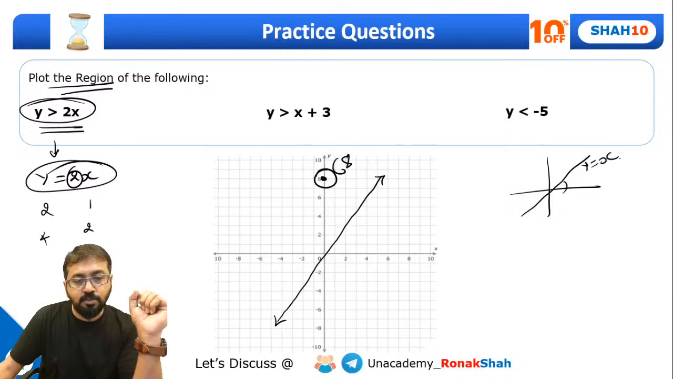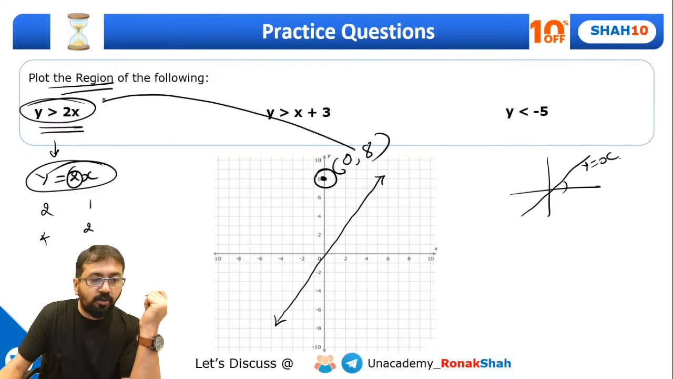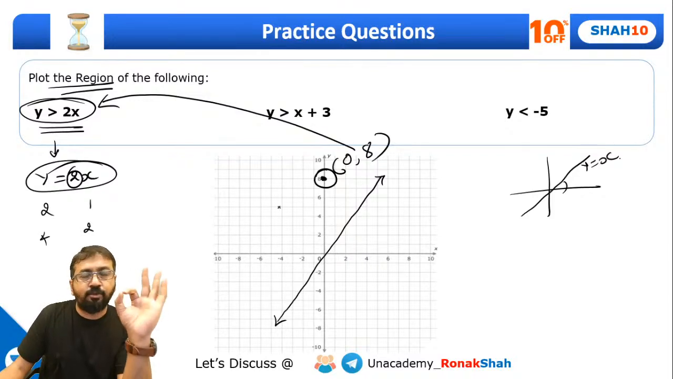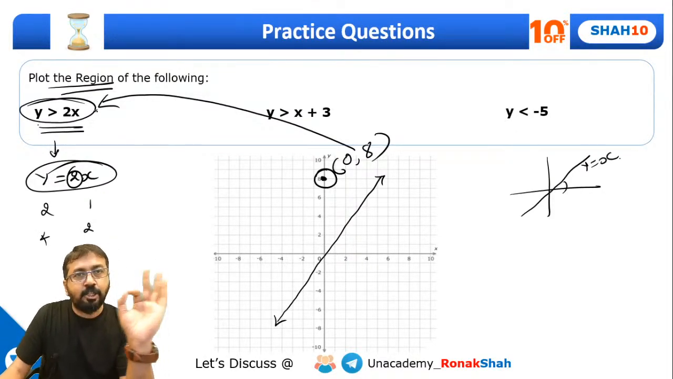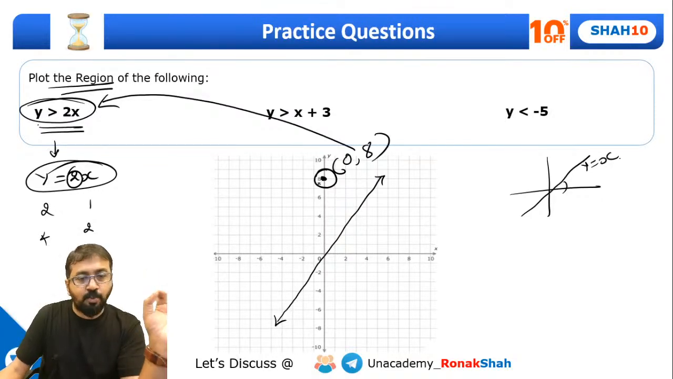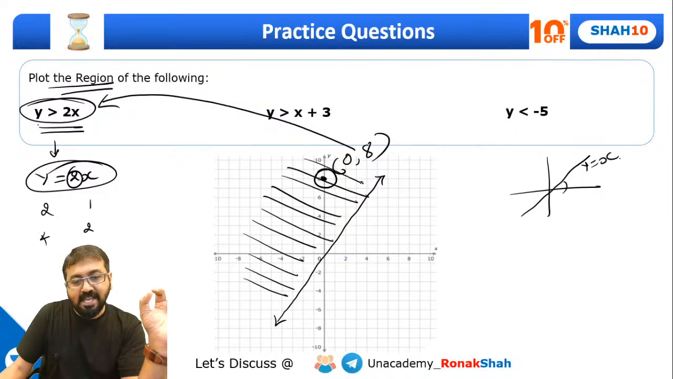The coordinates of this point are 0, 8. Just plug this value into the inequality and check whether it satisfies or not. So yes, 8 is greater than 2 into 0. That's correct. This point satisfies, so the region will be the segment where this point lies.